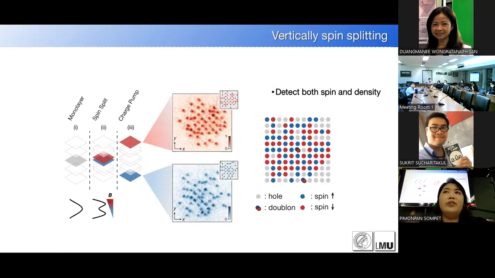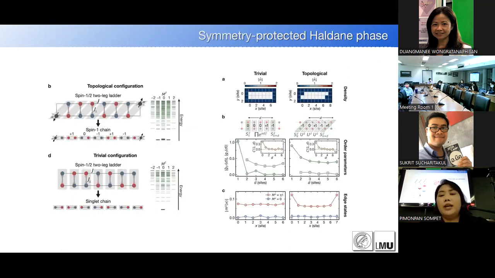But in our case, we see everything. We can see both density and spin at the same time, and that lets us construct a lot of correlation features that we are interested in. I will not go into the detail of how we construct them. It's too much, I think.